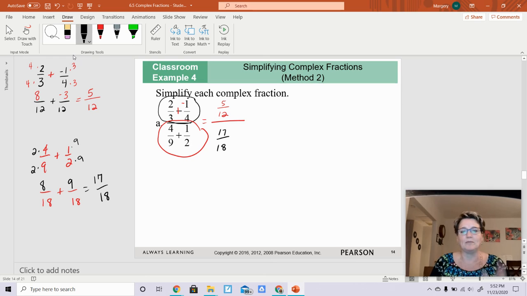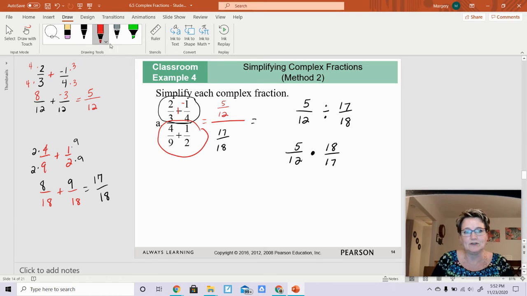Now it's a division problem. I personally cannot do this problem this way. So the way I write it out, so I can visually see it, I do 5/12 divided by 17/18. Well, I leave the first fraction alone, change it to multiplication, flip the second fraction. Now, if you can reduce it beforehand, please do. I know that 6 can go into 18 3 times. 6 goes into 12 twice. Now, 5 times 3 is 15. 2 times 17 is 34, I believe.